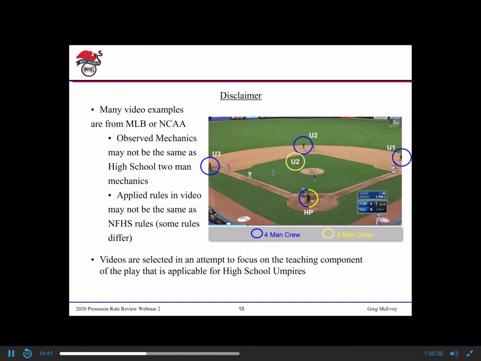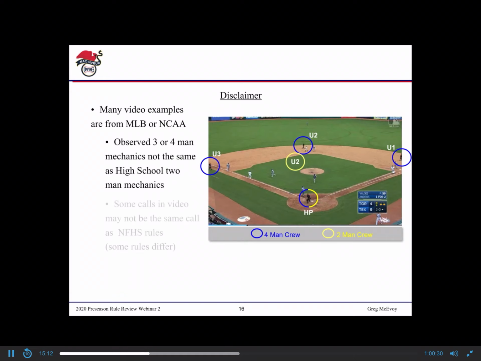So please ignore the mechanics. We're going to emphasize and highlight those things that we want you to take away from the videos. That's also true for the audio component of the videos themselves. You may hear announcers; ignore the announcers. They may or may not have the right commentary that goes with what we're seeing. So hopefully you'll pick up on the messages that we want to extract from the videos.